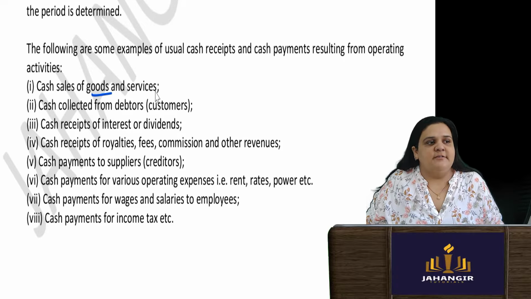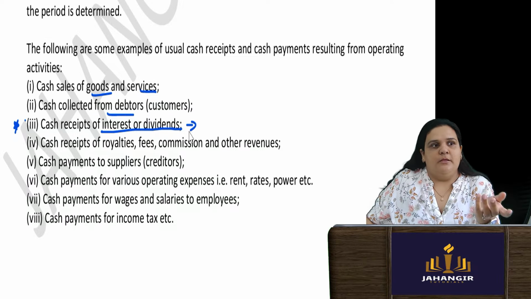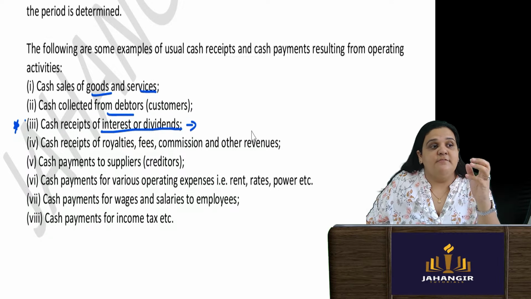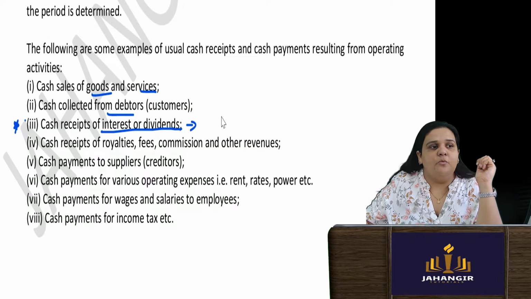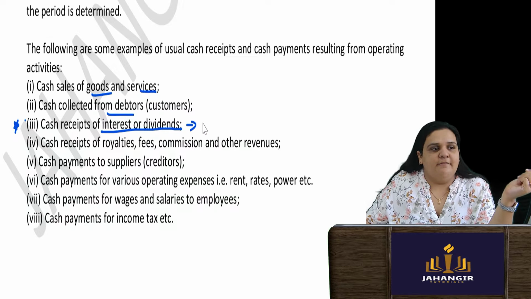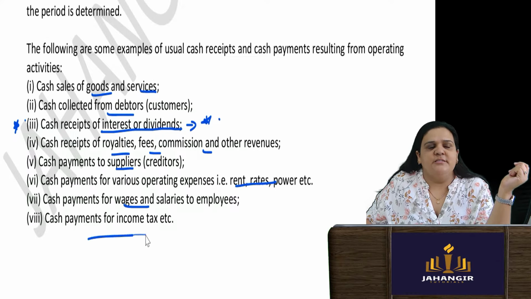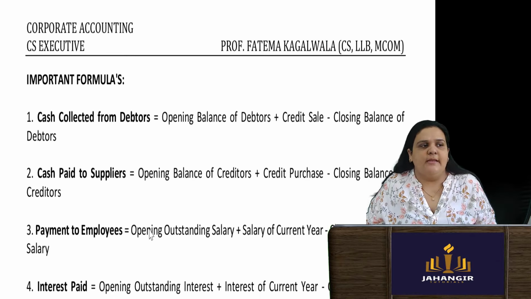So see, there are certain examples. Cash sales of goods and services, cash collected from the debtors, cash receipts on interest or dividend. Now, why will this come over here? Interest and dividend is relating to your investment and financial activities, no? If you have received interest or you have received dividend and you're putting it in the operations, that can happen when you are into the business of investments. Okay, so this is something different. I will explain you again. Cash received from royalty, fees, commission, these are your revenues. Paid to your suppliers, you're paying rent, rates, wages, income tax, all this is your operating related activity.